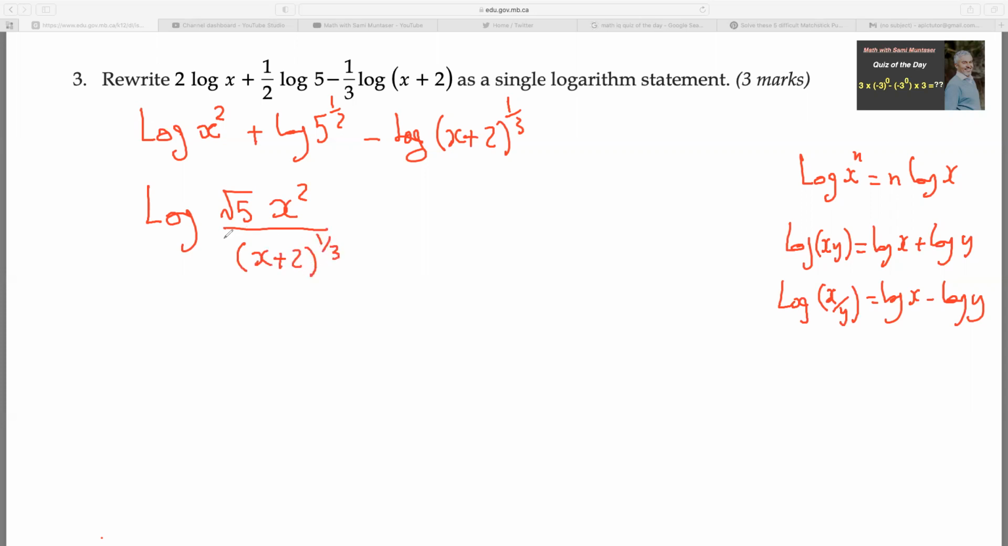Also, 1/3 is the same as the cube root if you want to write it as a cube root, but I don't think you need to bother. This answer will be good enough for full marks. Okay, so that's the answer for that one.